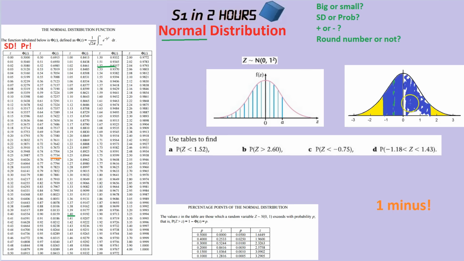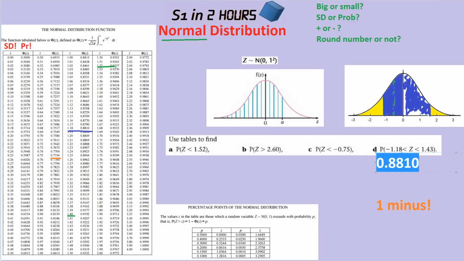So let's do this. What do you think step number 1 is? If you said look this up in the tables, you're right. Can we look up minus 1.18? No. So we look up 1.18, which is here. 0.8810. Let's make a note of that. So for this one, it was 0.8810.